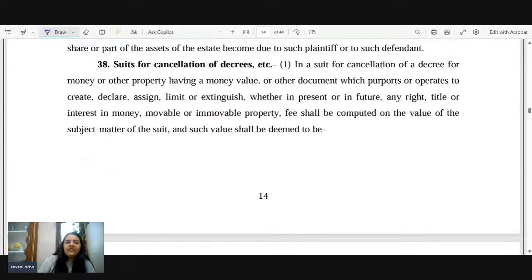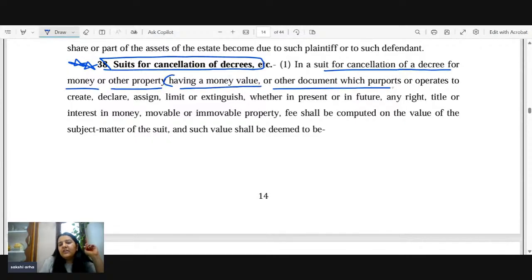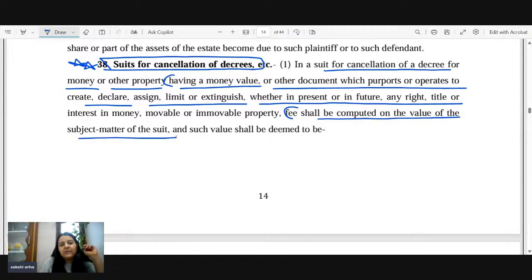Cancellation of decree is important, your question is made from here. Okay, suits for cancellation of decree. See, wherever I have told you to mark important, please do mark it. Okay, they are actually very important. In a suit for cancellation of a decree for money or other property having a money value, or other document which purports or operates to create, declare, assign, extinguish, whether in present or in future, any right, fee shall be computed on the value of the subject matter of the suit.